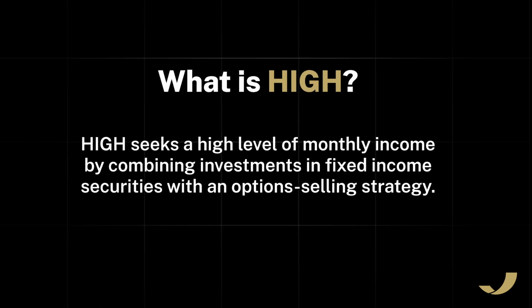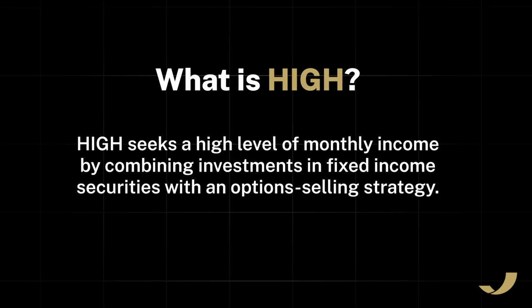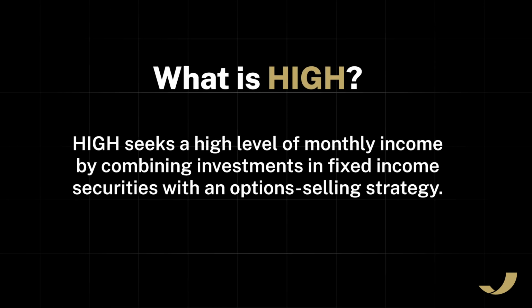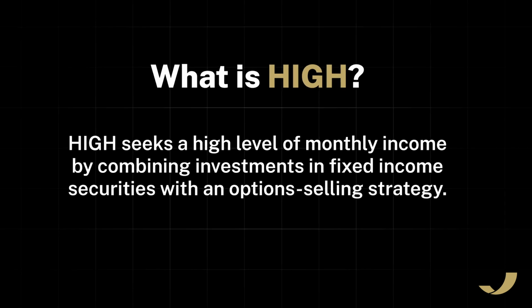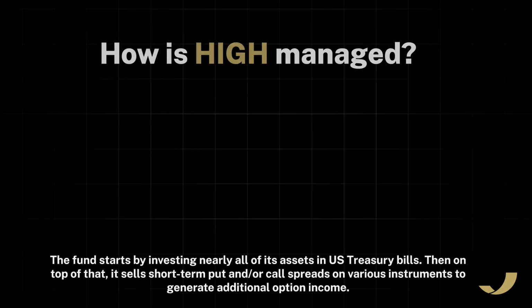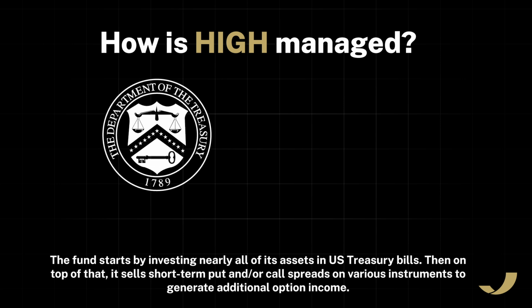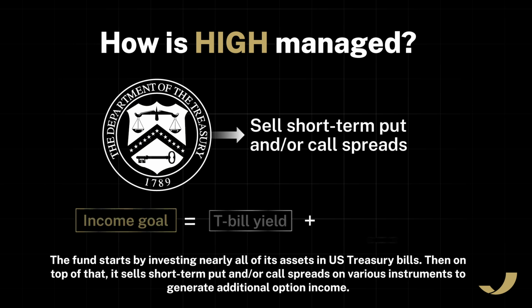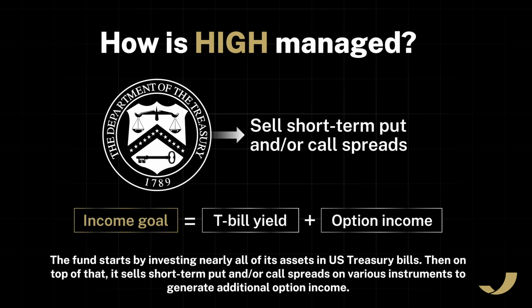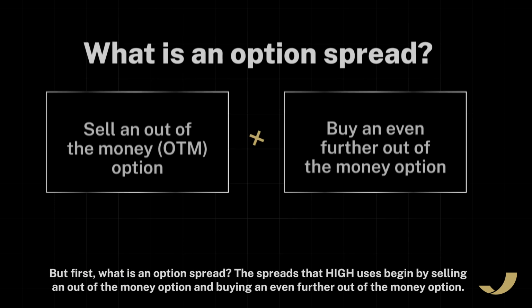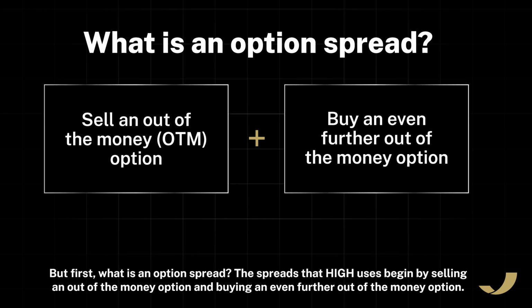HIGH seeks a high level of monthly income by combining investments in fixed income securities with an options selling strategy. The fund starts by investing nearly all of its assets in U.S. Treasury bills. Then on top of that, it sells short-term put and/or call spreads on various instruments to generate additional option income. But first, what is an option spread?